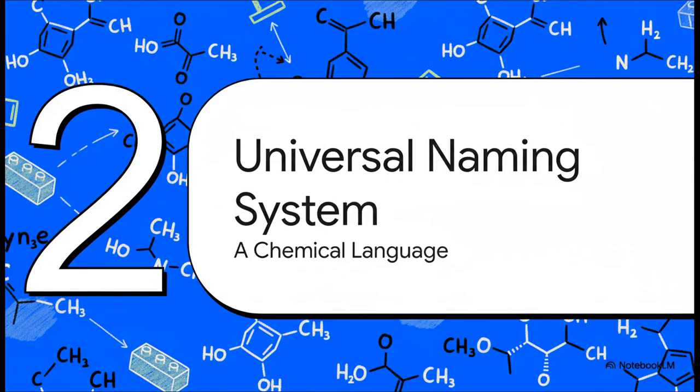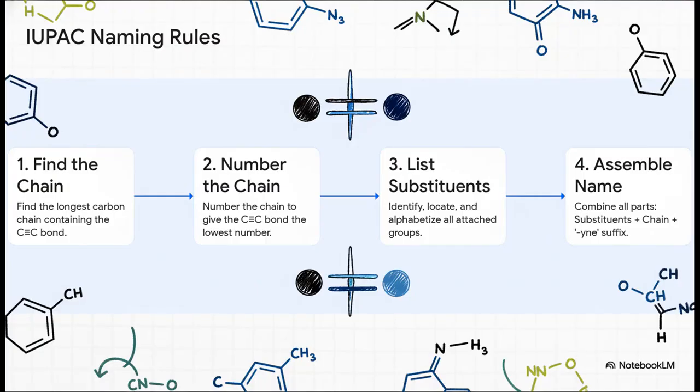Now, if you're going to build something, you absolutely need to be able to identify your parts. It makes sense, right? In chemistry, that means we need a universal naming system, so a scientist in Tokyo and a scientist in Toronto can be sure they're talking about the exact same molecule. And the great thing about this is it's not some secret code, it's really just a logical system. It's a simple 4-step process.